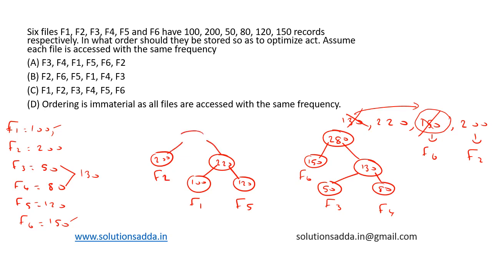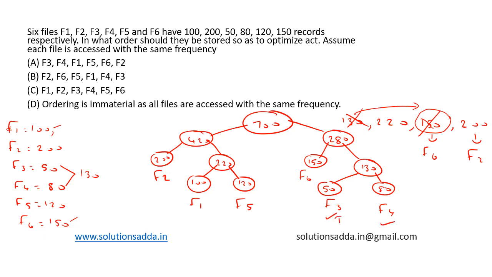We will get 420. Now merging these two, finally we will get the result as 700. Now the order in which the files are merged will give us the correct answer. So the correct answer would be first F3, then F4, then we merged F1.